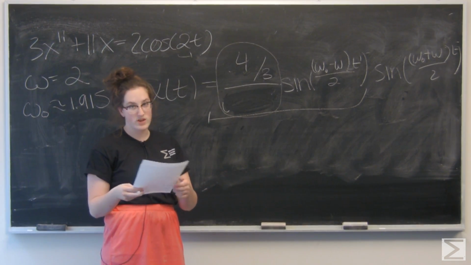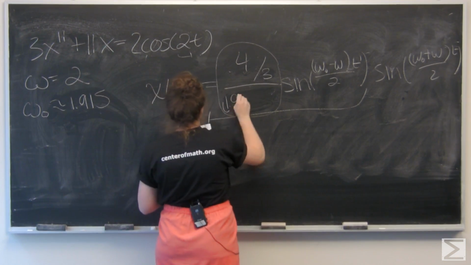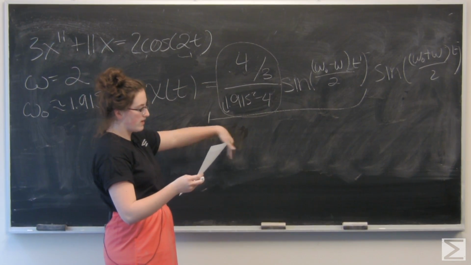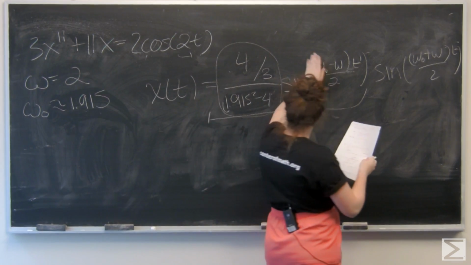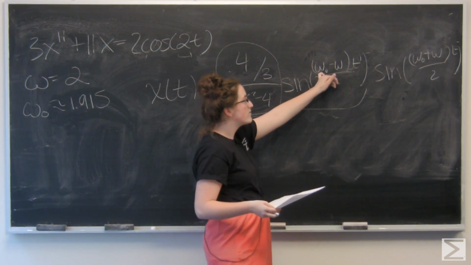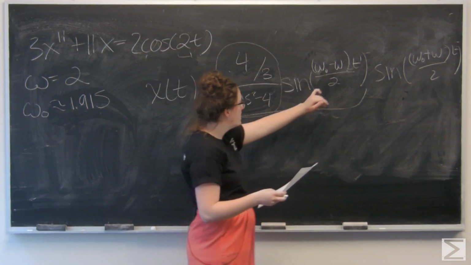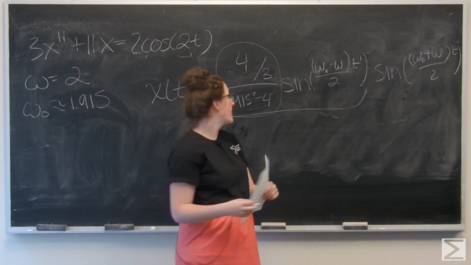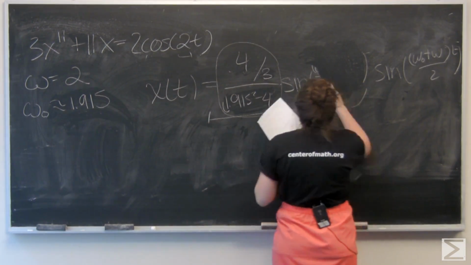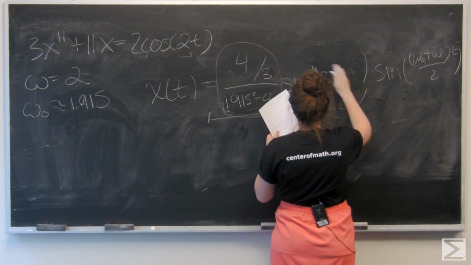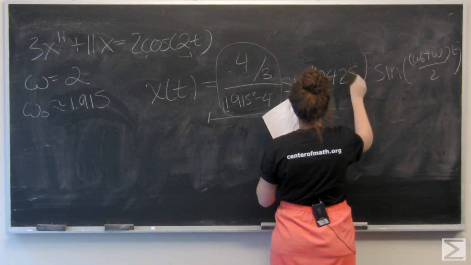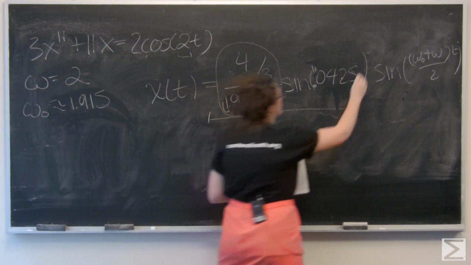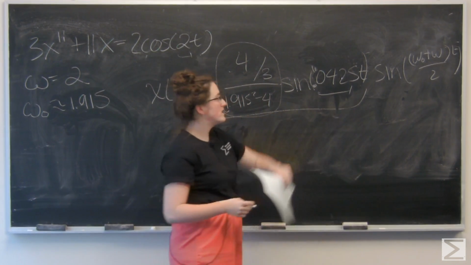Now that's something you would want to do in your calculator. I did most of this in my calculator earlier, but I'm just going to write it there for now. And then I can go ahead and plug this in. I'm going to get 1.915 minus 2 all over 2, which is going to be negative 0.0425, excuse me. And this coefficient of t right here is going to give me the beats.